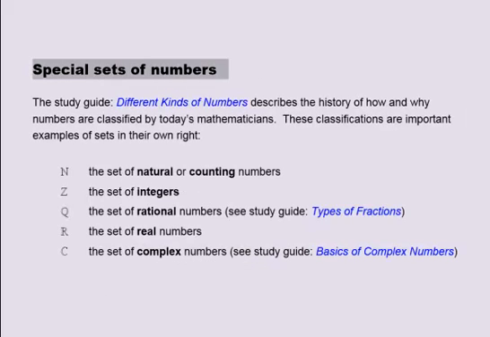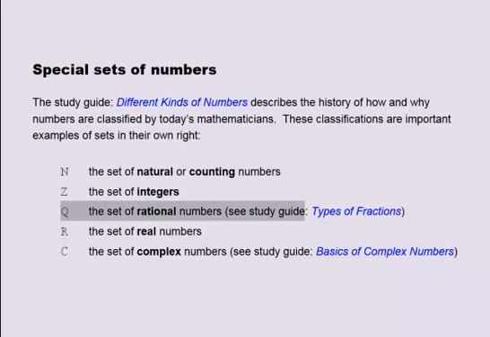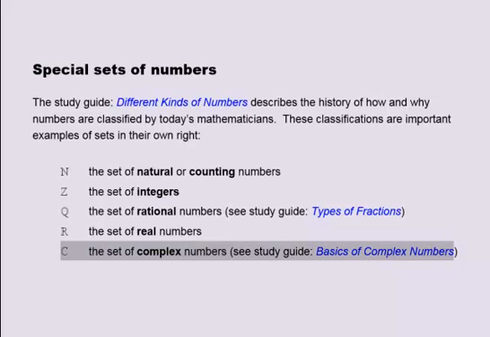Special sets of numbers. The study guide, Different Kinds of Numbers, describes the history of how and why numbers are classified by today's mathematicians. These classifications are important examples of sets in their own right. This N symbol represents the set of natural or counting numbers. This Z symbol represents the set of integers. This Q symbol represents the set of rational numbers. See study guide, Types of Fractions. This R symbol represents the set of real numbers. This C symbol represents the set of complex numbers. See study guide, Basics of Complex Numbers.